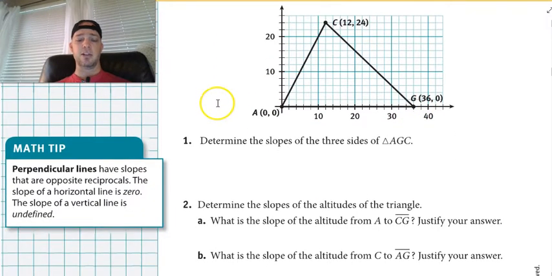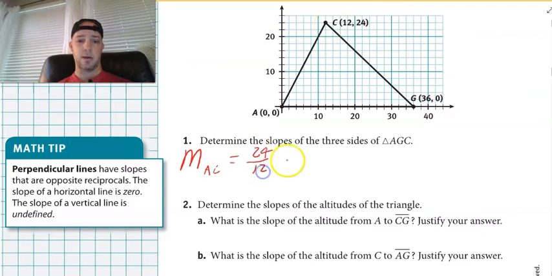First thing, determine the slopes of the three sides. So this is part of the process of finding the altitudes. So let's go ahead and do that. All right, slope of, let's go with AC. So it has a rise of 24, a run of 12, and that simplifies to 2.